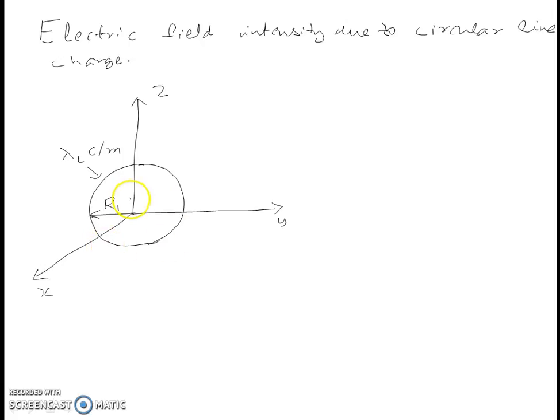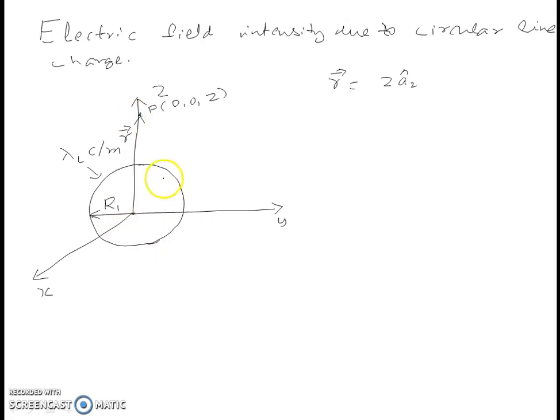So due to this charge distribution, we'll try to find out the field at a point P. So let us say this is given by the position vector r. So here r is given by z a_z, because the position of point P is (0, 0, z). So determine the electric field at this point P.